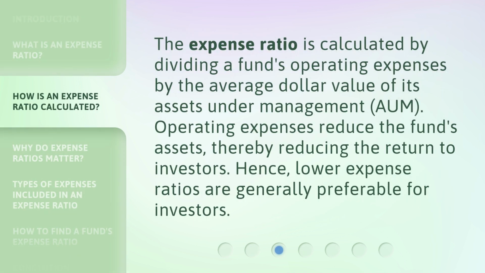The expense ratio is calculated by dividing a fund's operating expenses by the average dollar value of its assets under management, AUM. Operating expenses reduce the fund's assets, thereby reducing the return to investors. Hence, lower expense ratios are generally preferable for investors.